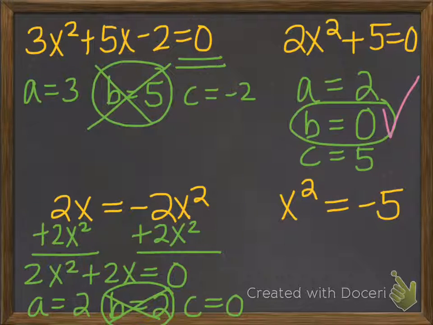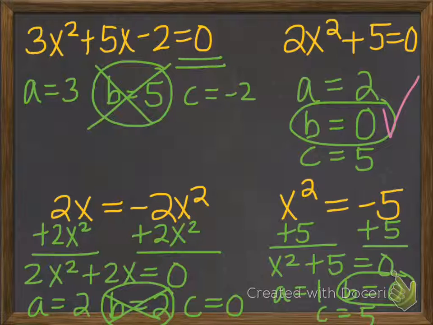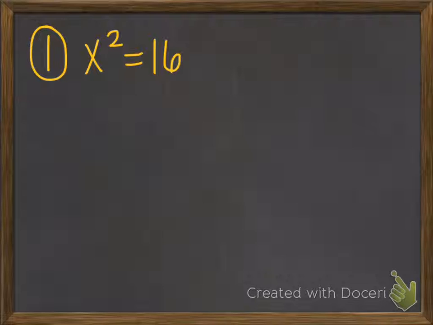Finally, to get this fourth problem into standard form, we're going to add 5 to both sides. And that's going to give us x squared plus 5 equals 0. In this one, a is 1, b is 0, and c is 5. So, since b is equal to 0, we are permitted to use square roots to solve this problem. Let's try solving a few of these. In this first one, notice that when I write it in standard form, I have x squared minus 16 equals 0.